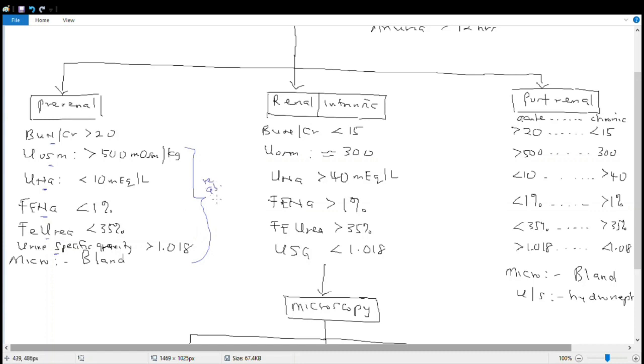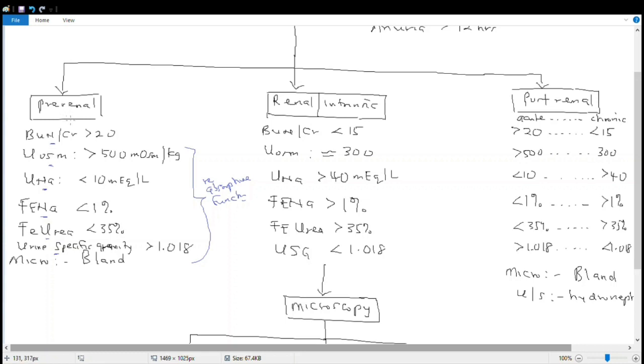Reabsorptive function of the kidney. Right. So if the reabsorptive function is still intact, we know the patient has AKI because BUN and creatinine are going to be elevated. But if the kidney still has normal absorptive function, there will be reabsorption.